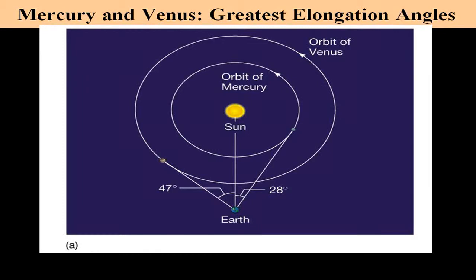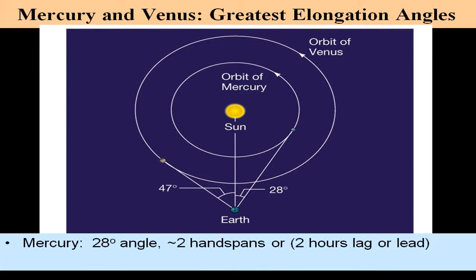Here are the greatest elongation angles for Mercury and Venus. For Mercury, it's 28 degrees, which means your greatest chance to see it furthest from the Sun is at an angle of 28 degrees. We can imagine that there's a right angle here between the Sun and Mercury and the Earth, and hence at this point Mercury would appear to be half lit. So half of it would be lit and the other half would be dark. But it's at its greatest angular distance from the Sun, 28 degrees, which is approximately 2 handspans, if each handspan is about 15 degrees.